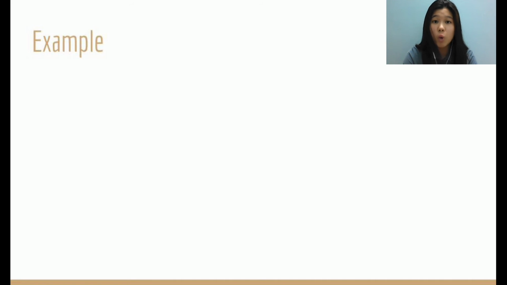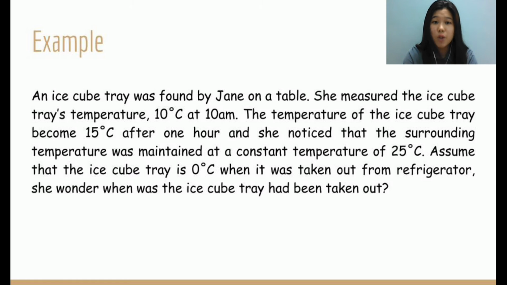Now it's my turn to explain the example in Newton's law of cooling. An ice cube tray was found by Jane on the table. She measured the ice cube tray temperature as 10 degrees Celsius at 10 am. The temperature of the ice cube tray became 15 degrees Celsius after 1 hour. And she noticed that the surrounding temperature was maintained at a constant temperature of 25 degrees Celsius.